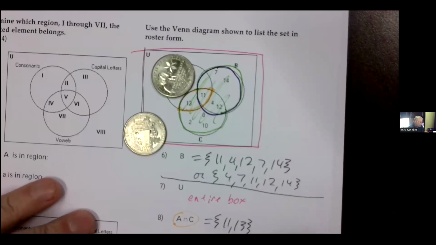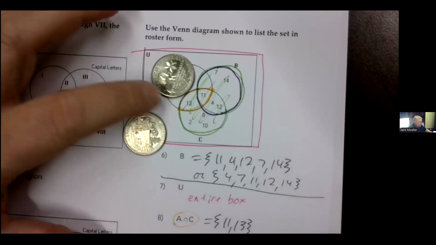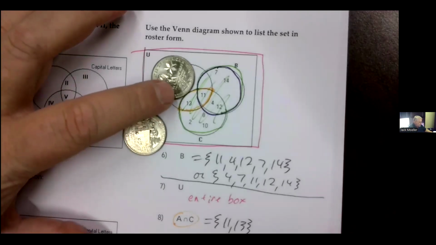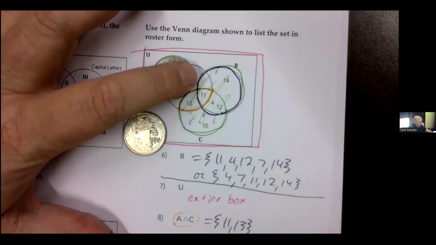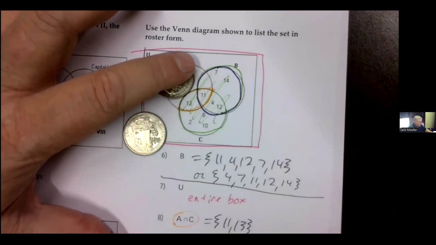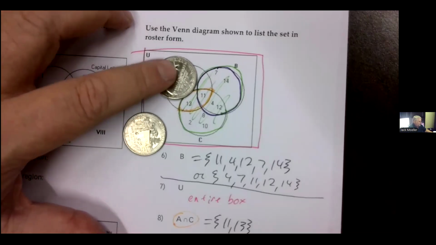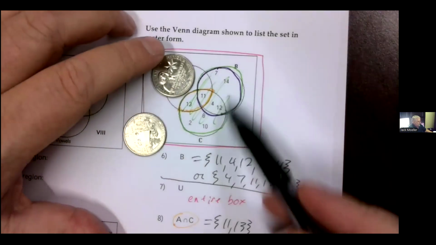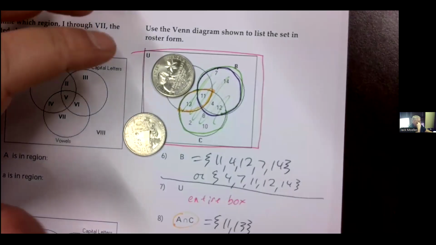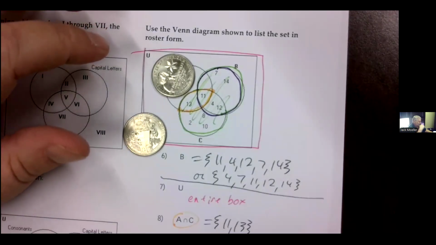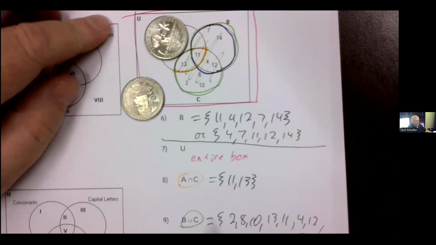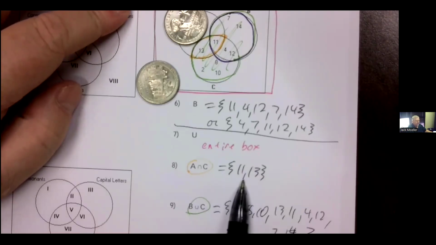Again, if MATLAB wanted these in order, I'd worry about it. But here I would say it's 2, 8, 10, 13, 11, 4, 12, and then 7 and 14. So B union C is everything in either of those circles. I want to avoid using both, because both tends to sound more like intersection.